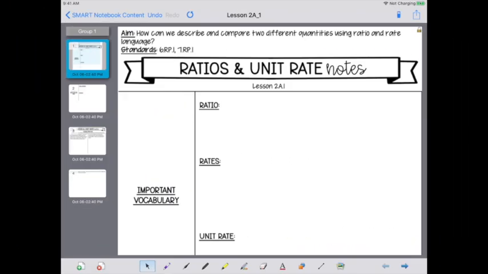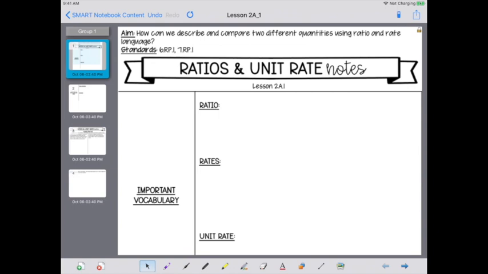Let's get to it. So welcome back, guys. We are in our second unit. First lesson, we're going to be talking about ratios and rates. So our aim for today is going to be how can we describe and compare two different quantities using ratio and rate language, and that's a 6th grade and a 7th grade standard.